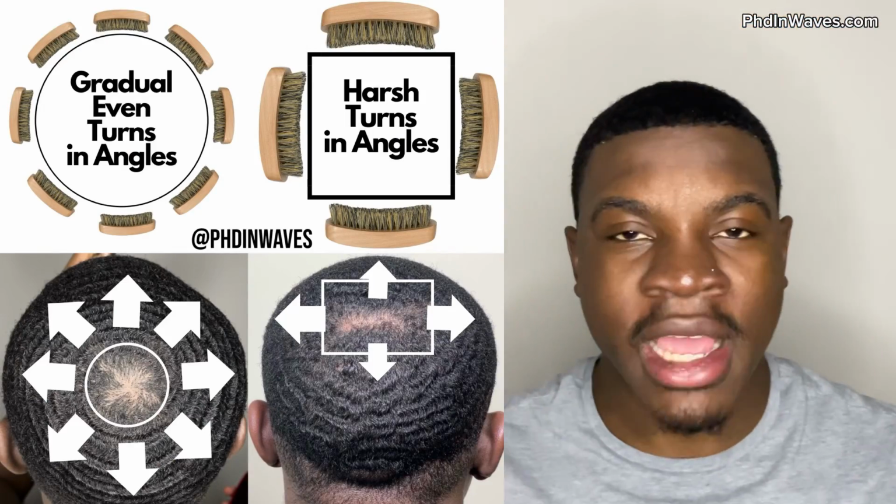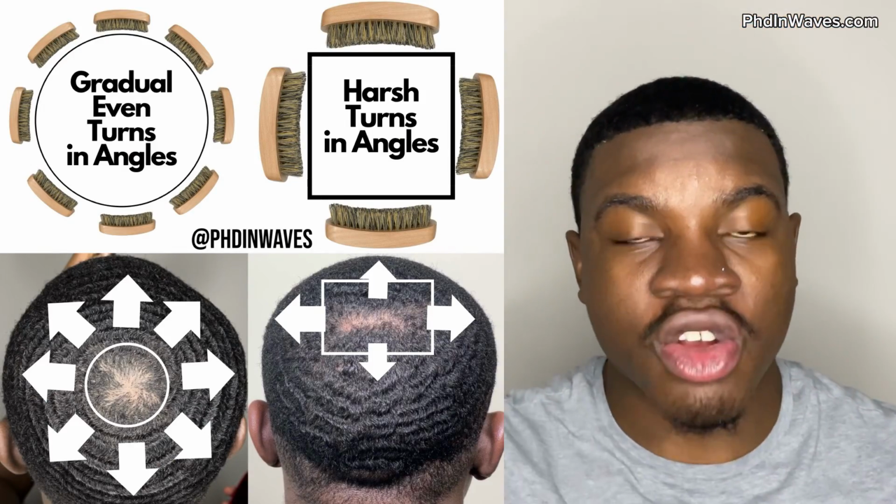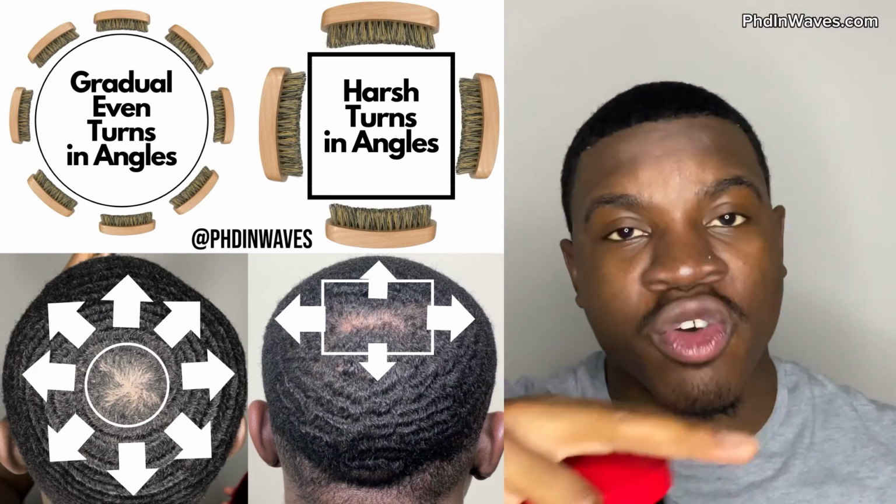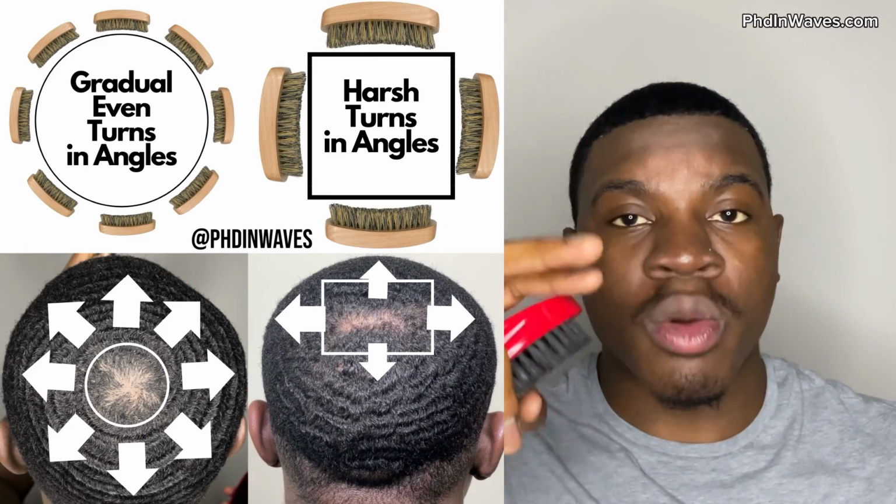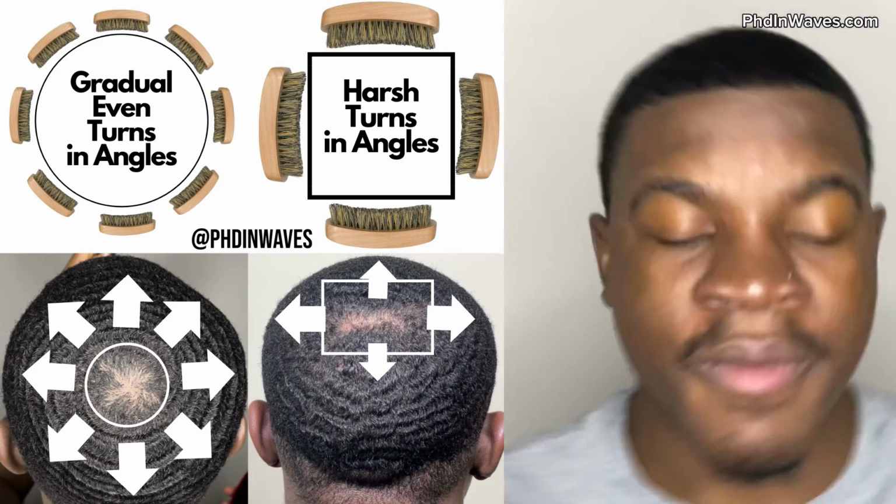So notice how each angle is broken up and it's slight turns in each angle. So all my angles flow into each other, forming that nice circular crown area. So you want to make sure you have good angles that flow into each other, and you want to be very precise with your angles, forming that nice circular crown.